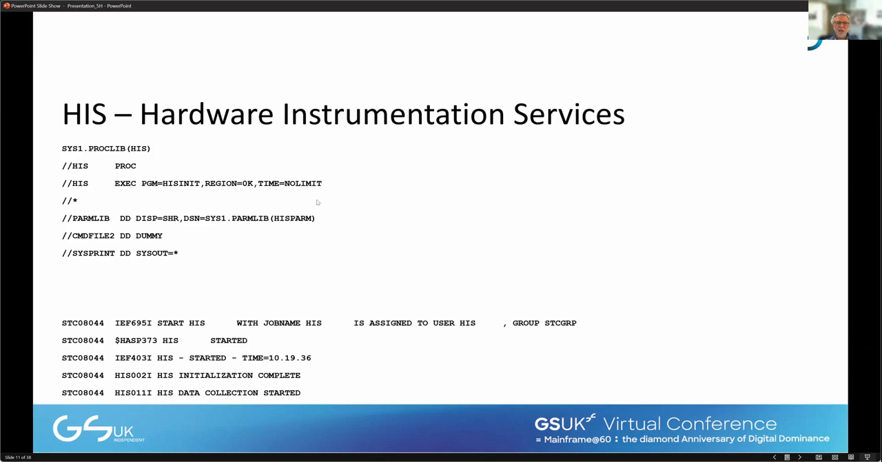Just quickly having a look at the started task, very straightforward. We can see once it's been started, it tells us that it's collecting data. Okay, so this is what you expect to see when you start this task on your LPARs.